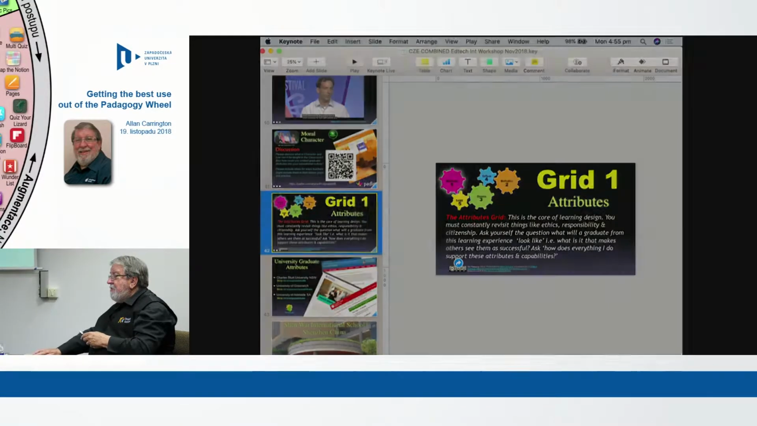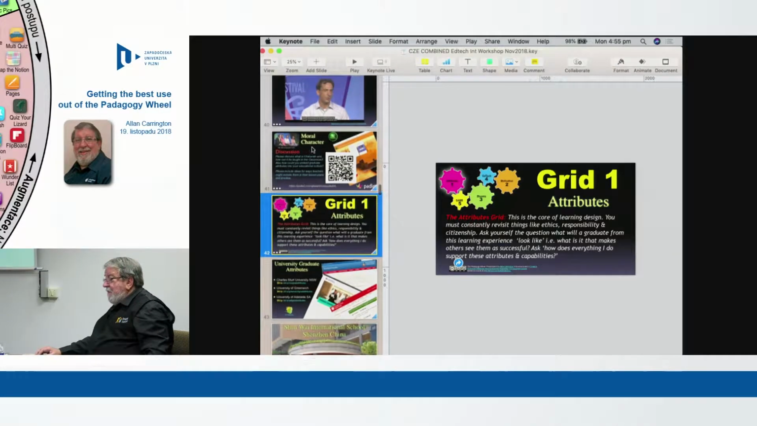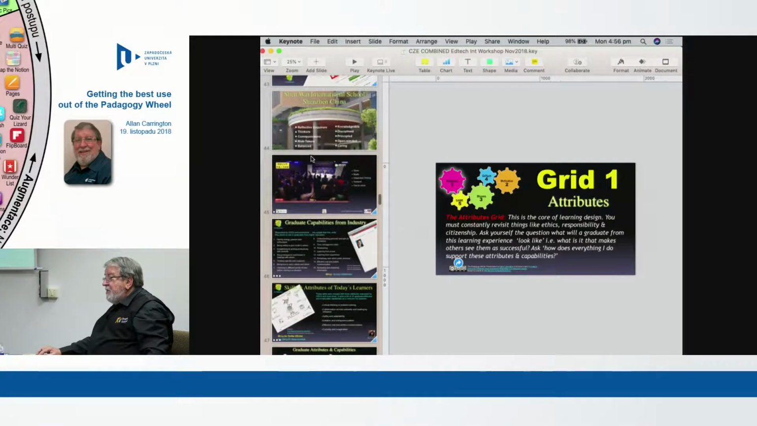And this is the attributes grid. This is the core. You must constantly revisit things like ethics, responsibility and citizenship. Ask yourself the question, what will a graduate from this learning experience look like? That is, what is it that makes the others see them as successful? Ask, how does everything I do support these attributes or capabilities? You think that's an important question? Well, the University of Greenwich does. But this is why.